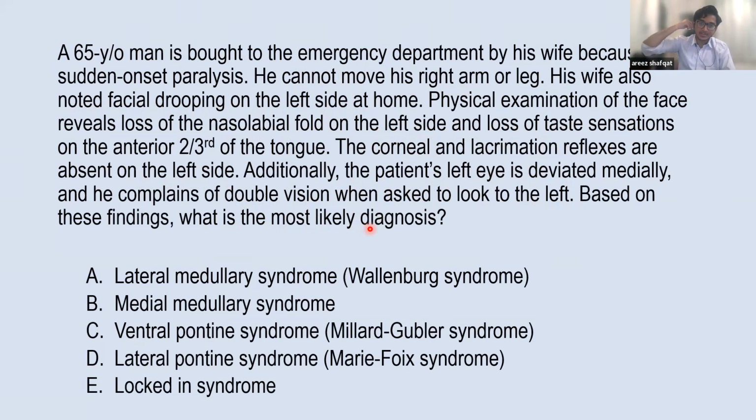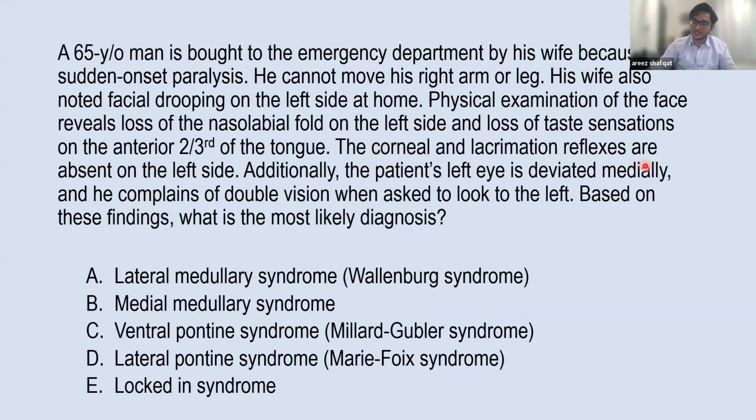Okay, Sarah, which cranial nerve is affected in this patient? Okay, so this person has loss of motor function to the face. Motor function to the facial muscles is all supplied by the facial nerve. So it's a pontine lesion. So yeah, seven. Because this person has a loss of nasolabial fold, loss of taste sensation on the anterior two-thirds of the tongue. The corneal reflex and lacrimation reflex are also absent. And we said that the facial nerve is the motor component of these reflexes, right?